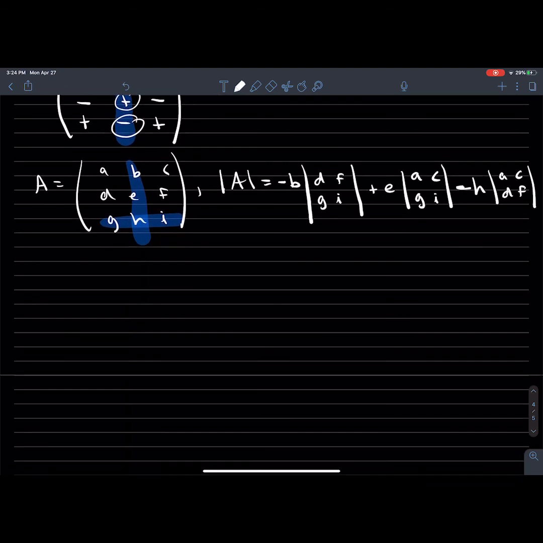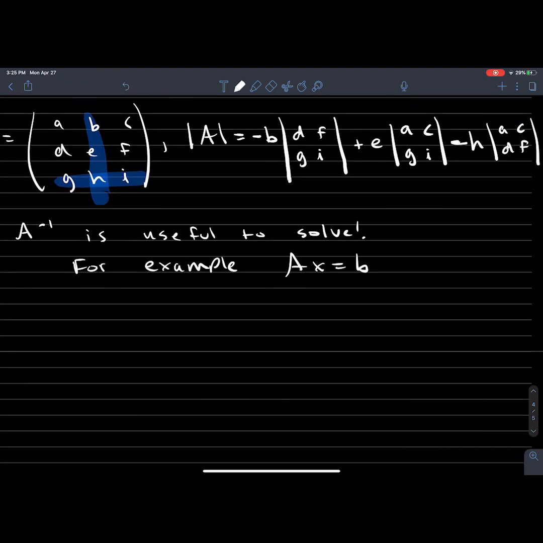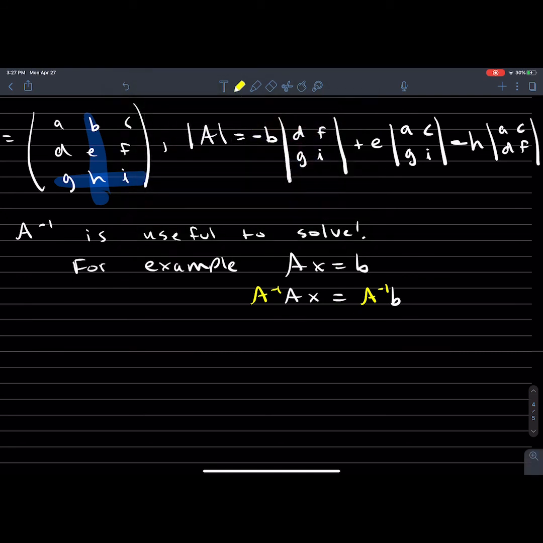Now, the next thing that we're going to look at is the inverse, because the inverse of A is useful to solve AX equals B. What I can do, you have to be careful. You can't left multiply over here and right multiply over here because it's not commutative. So I'm going to, on the left, multiply by A inverse. On the right, I have B, but I have to left multiply by A inverse as well.